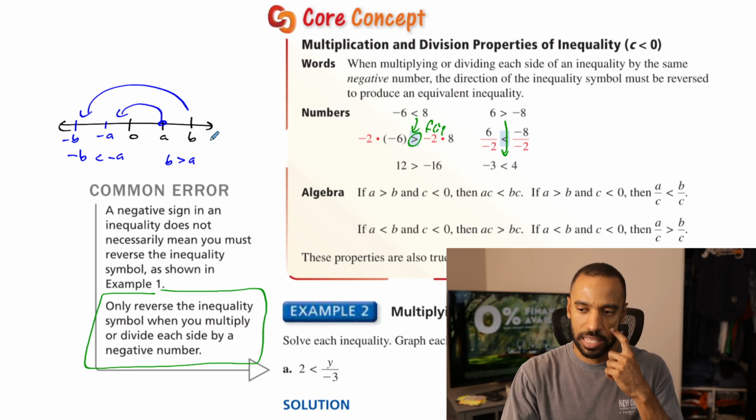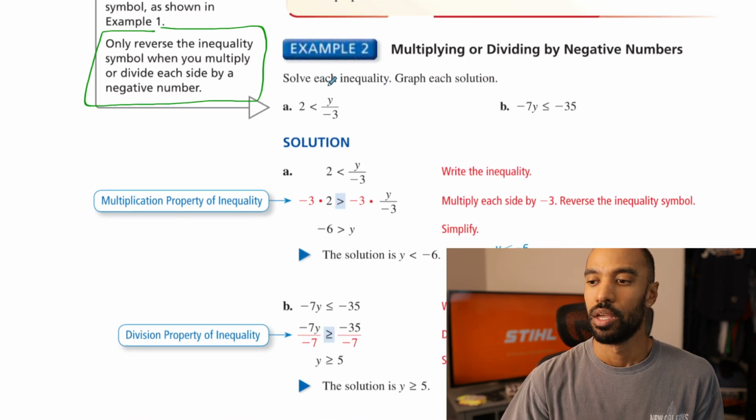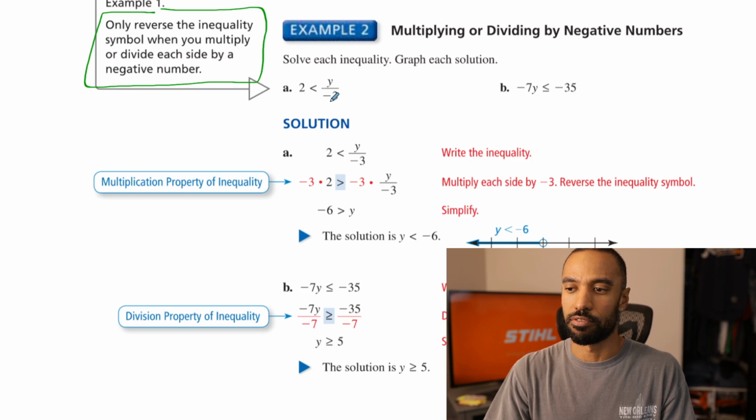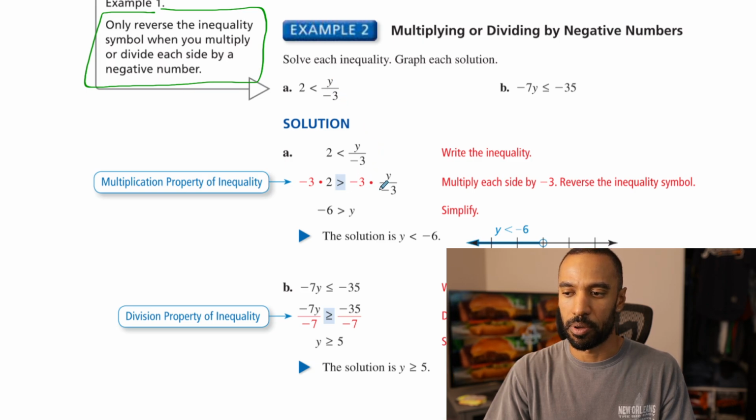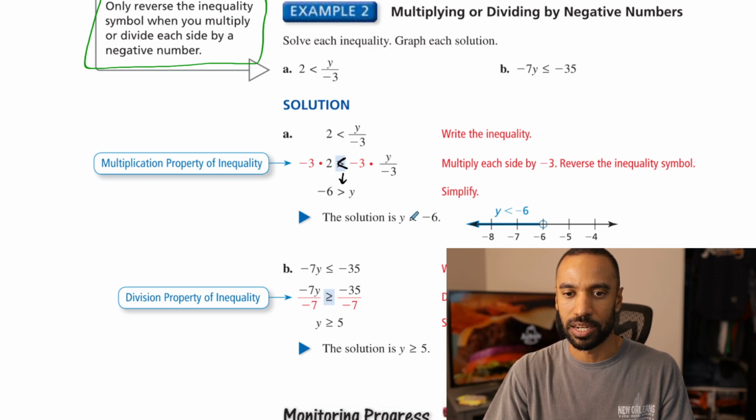That's the reason, and I'm not going to speak heavily on it other than a reminder to do it. So in this first example, y is divided by negative 3, so they'll multiply both sides by negative 3. That's where the flip will come. Now keep in mind, I'll probably start it this way because I'm writing the statement. Then I multiply by negative 3, and then it flips. And now you have negative 6 greater than y, or y is less than negative 6.